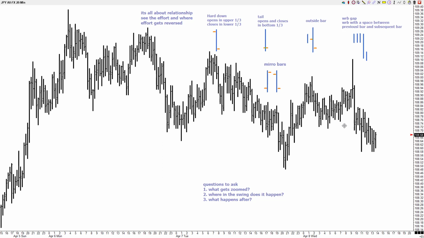Okay. Now let's talk a little bit about how to mark these. All right, when it comes to tails, it's all a matter of zoom and what got zoomed. So when it comes to tails, I'm generally going to just mark the tail portion like this. When it comes to outside bars, and this is where I'm going to be looking for supply and demand, I'll generally mark the inside bar like this.